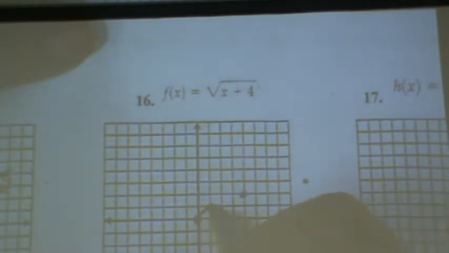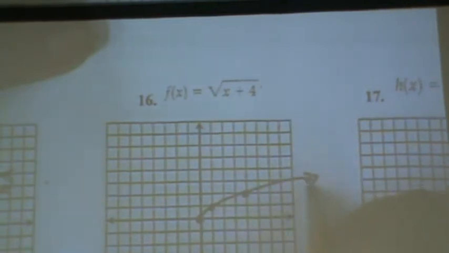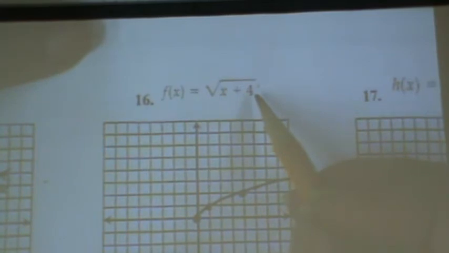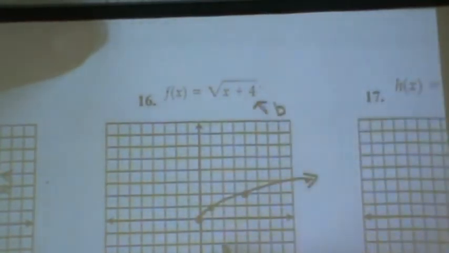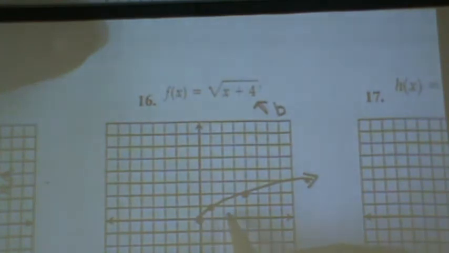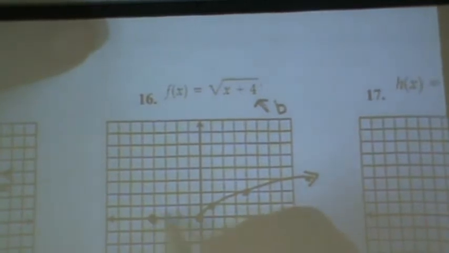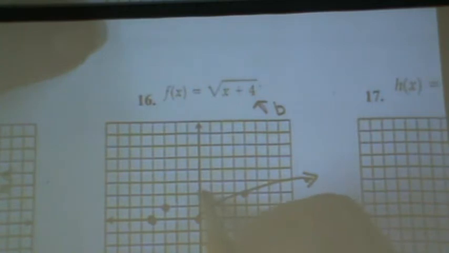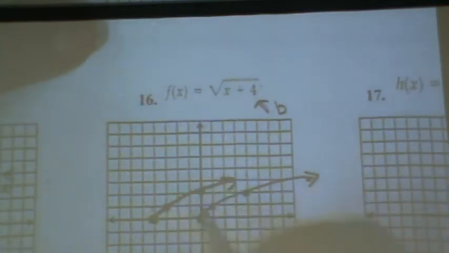So here is the square root function, that's the parent function, and this plus 4 means you're going to subtract 4, that would be a b value. You would take all your x values and move them over 4 units. So if you move this over 4, 1, 2, 3, 4, you get that point. If you move this over 4, you get this point. You move this over 4, you get this point, and so forth. So that would be the graph of that one.